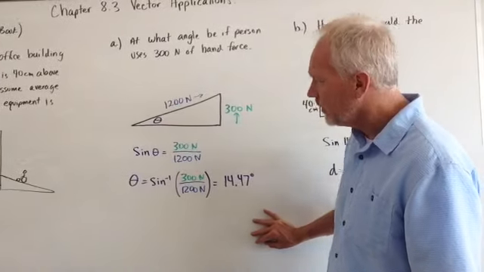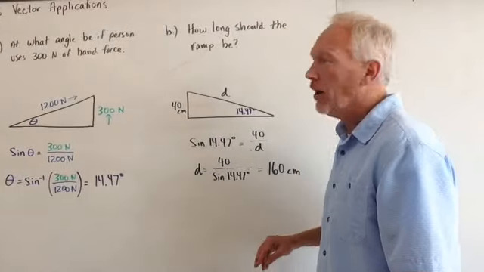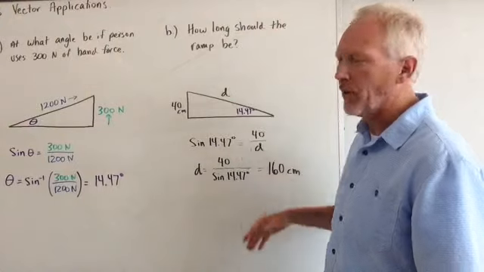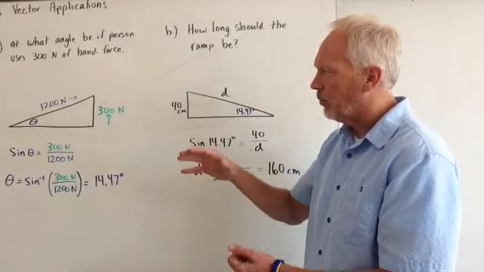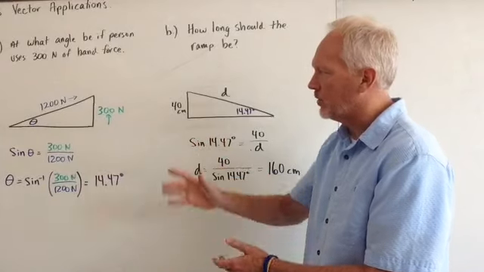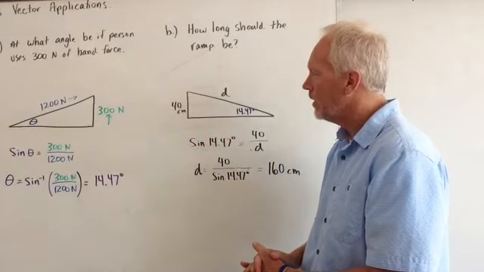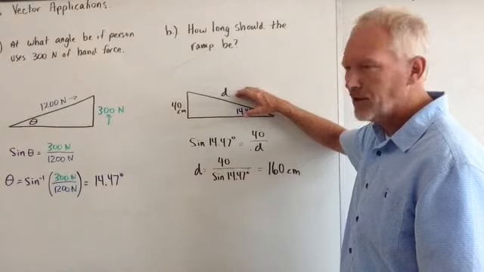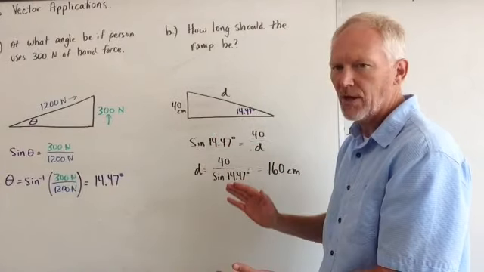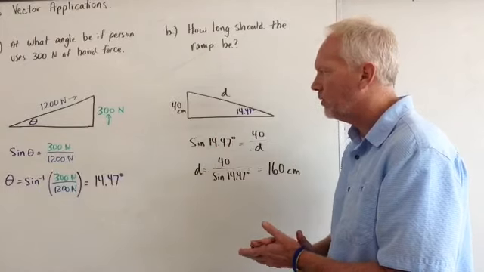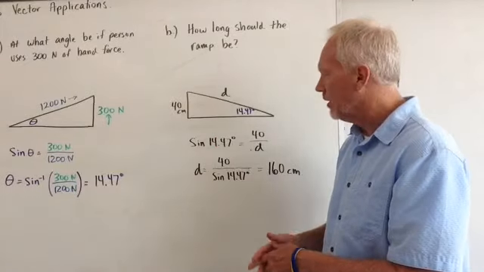All right? Part B says, well, how long should the ramp be? So we want it to be at a certain angle, and if we know that we have these two distinguishing marks, the 1,200 newtons and the 300 newtons, then what should the distance of the ramp be to accommodate the downward force and the force that the person is able to give in that situation?